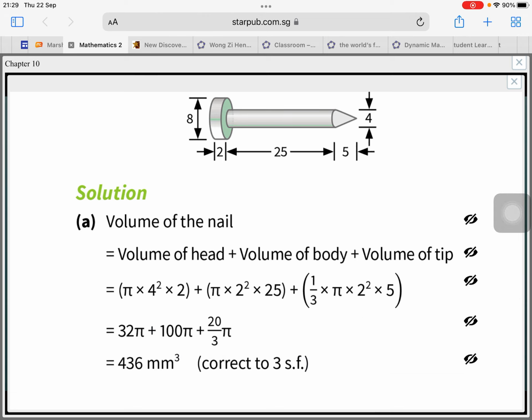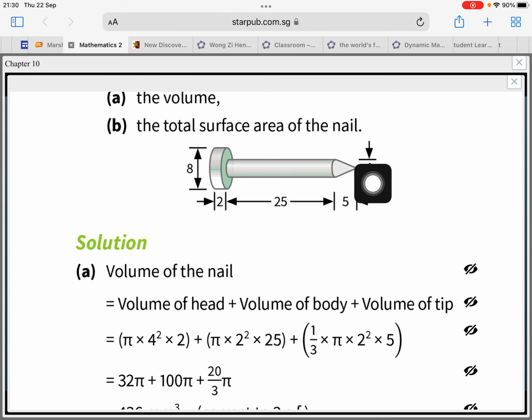Next, they ask you to find the total surface area of the nail. For the cone, you just need to find the curved surface. You don't add in the base area, since it is blocked off. For this cylinder, you only need to find the curved surface around the side. You don't need to find the 2 circles at the start and end. For this head, you need to find the surface area for both sides. But over here, you take the bigger circle minus away the smaller circle.